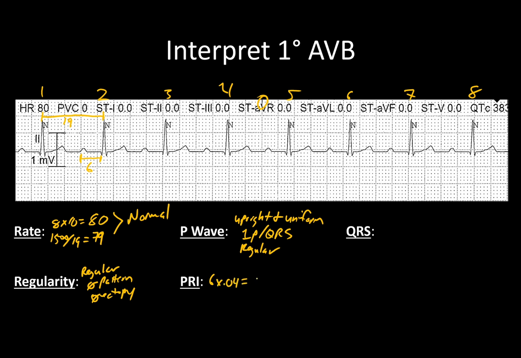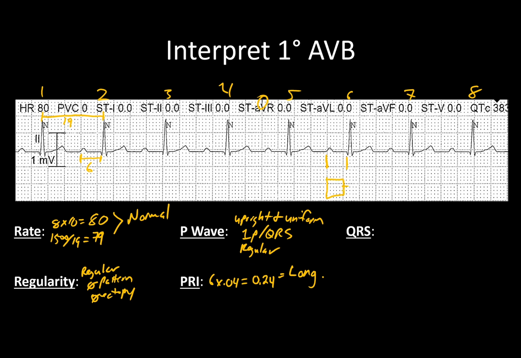Six times 0.04 gives us 0.24, and that is long. If you wanted the quickest, easiest way to cheat and really save yourself a boatload of time measuring, the simplest way to tell if someone has a first degree block is to simply look at the strip. I'm going to use beat number 6 as my example, where the P wave starts on a solid line, right? And the PRI ends outside of the space of a large block.